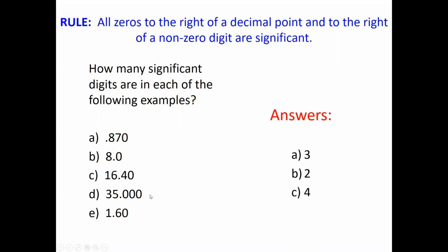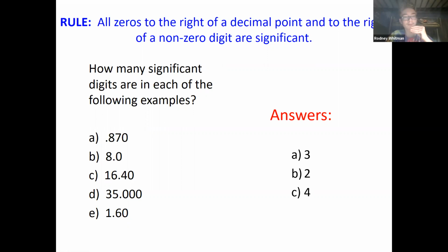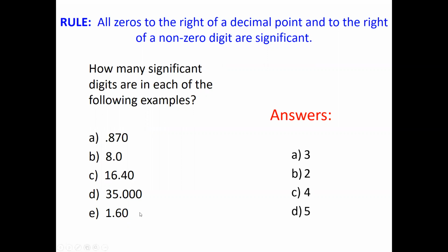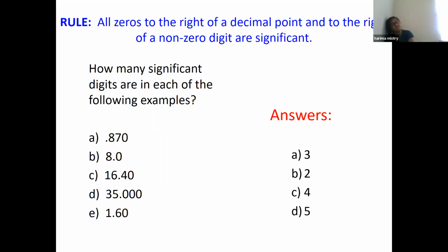D, anybody want to just take their mute off and tell me how many D has? Five. 5, perfect. Every one of them. And what about E? 3. 3, yes, that's right.